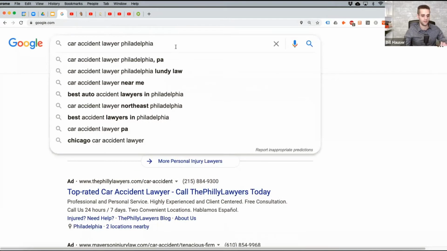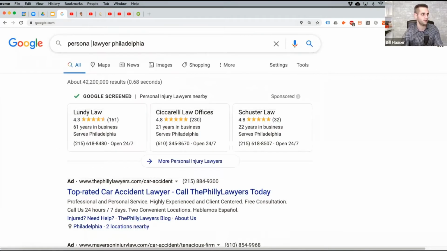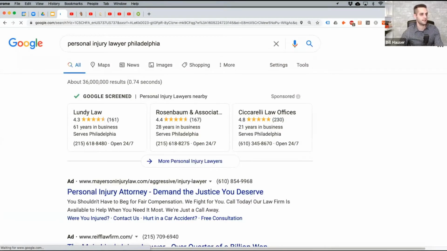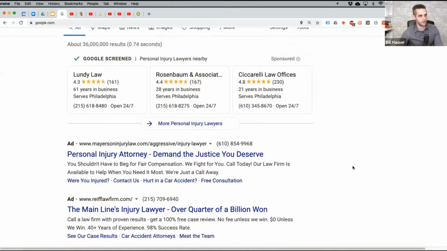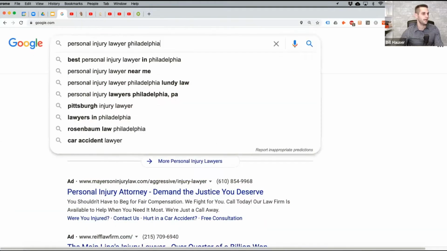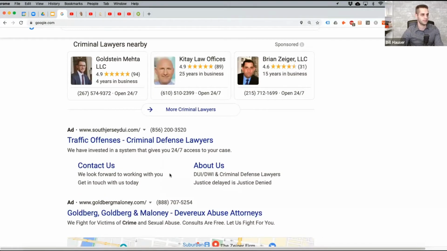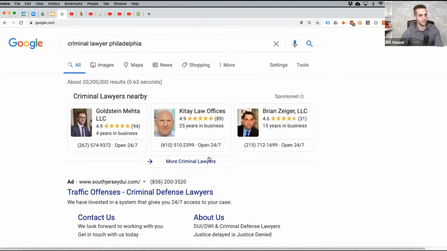So I'm going to show you some different variations that these keywords are showing LSAs for, okay? So personal injury lawyer Philadelphia. Let's see if that triggers the ads. Yes, it does. And you see a little bit of a different variation up here. And then you see ads down here. Next, I'm going to go and type in criminal lawyer. And it looks like they are showing up, okay, under criminal lawyer. And you can see, again, 3 ads with images showing up and then 2 of the Google ads.